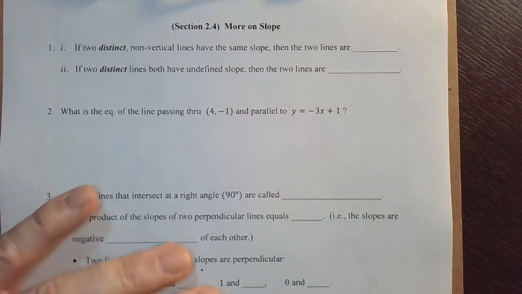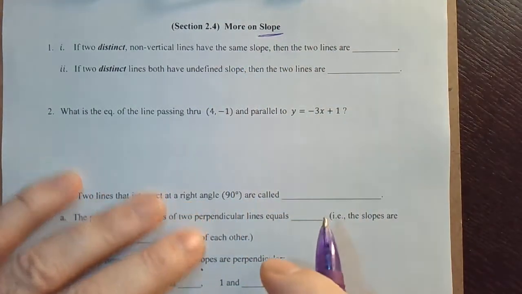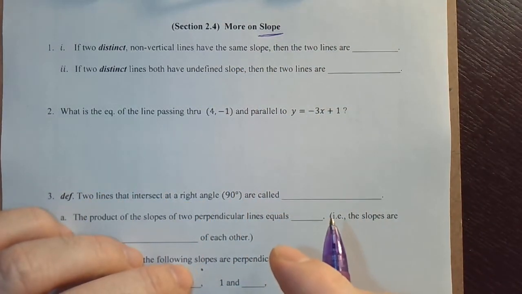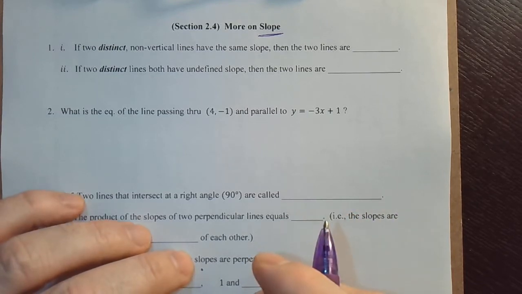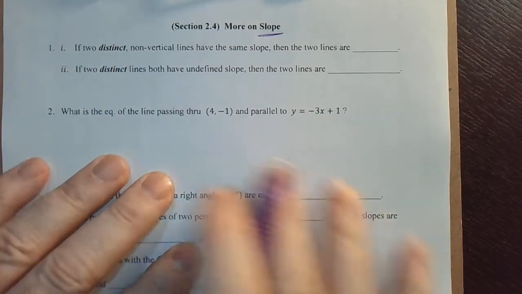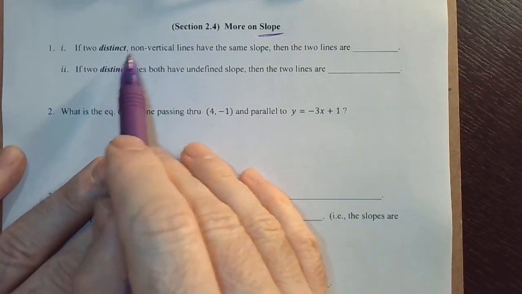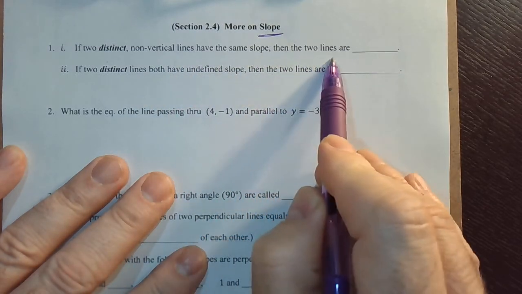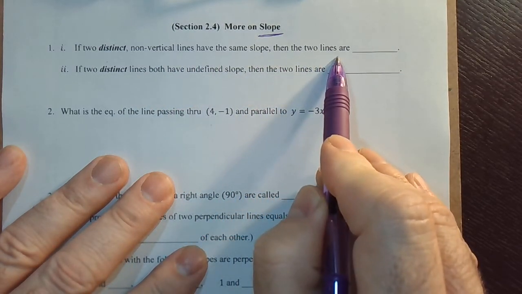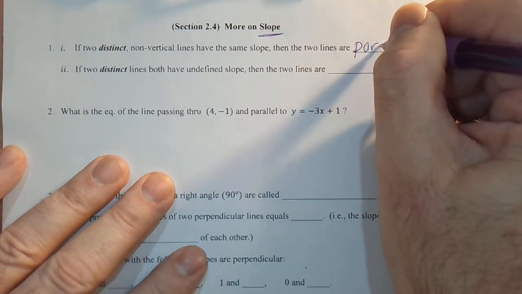Well, in this section, we're going to talk more about slope, and we will learn a few new terms, and then we'll review some terms that I'm quite certain you know from an earlier math class. Well, the first one you probably already know. If two distinct non-vertical lines have the same slope, then the two lines are blank. I bet you got this, parallel.